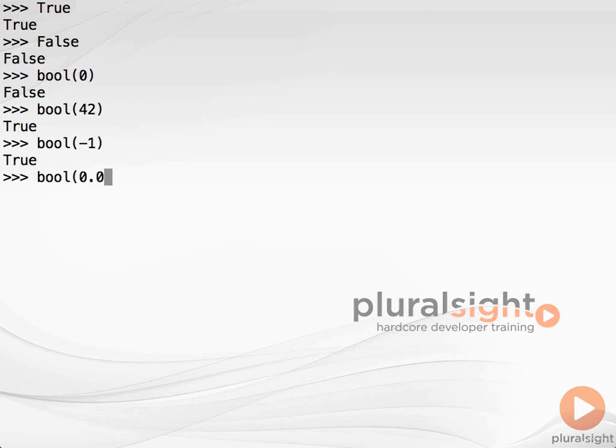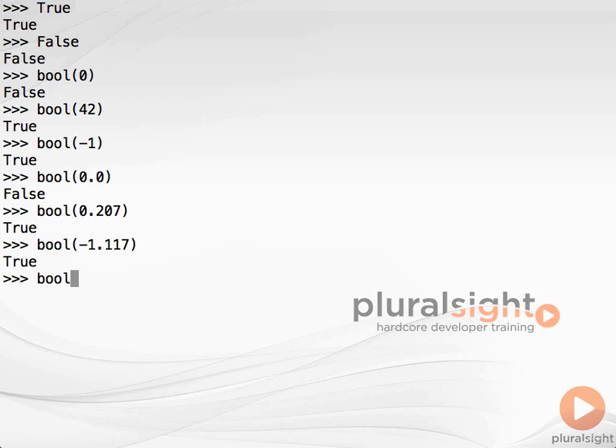We see the same behavior with floats, where only 0 is considered falsy. When converting from collections, such as strings or lists, only empty collections are treated as falsy. Converting from lists, which we'll look at shortly, and strings.